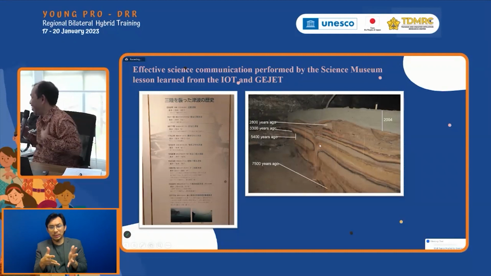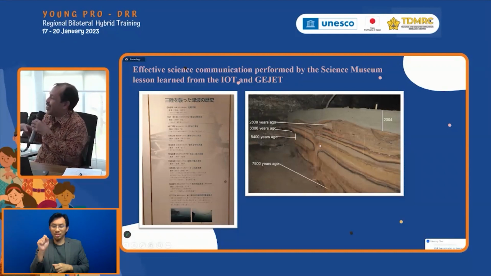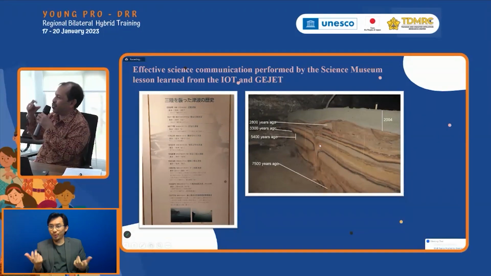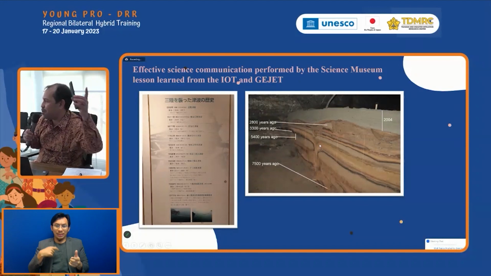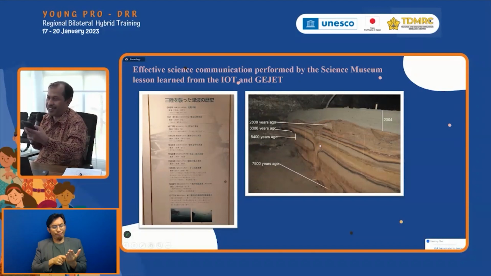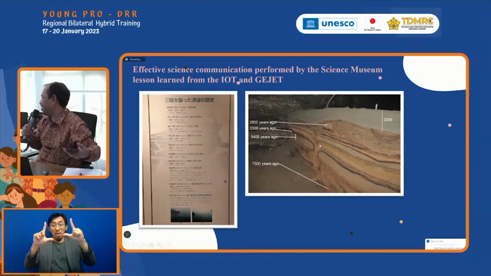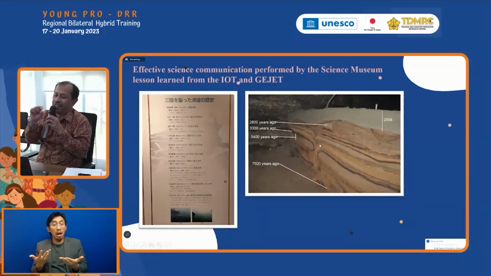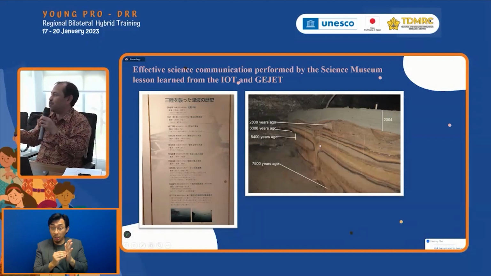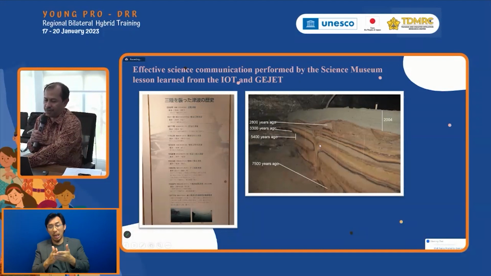But in the left side picture also, if I ask you what is missing here, yes, the language, for example. If we cannot understand Japanese, we need to open our mobile phone. Nowadays it is easy, take a picture and quickly translate. But if they put English there, maybe more people could understand it.